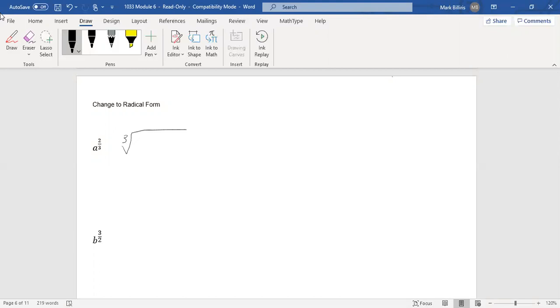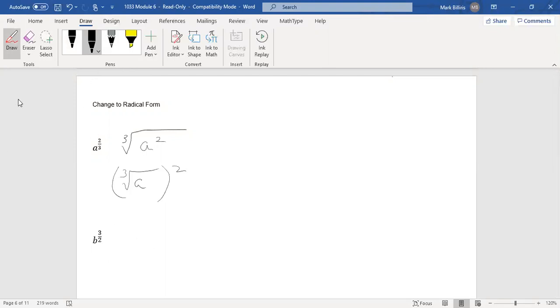Now, the numerator represents the power to which our base is raised. So there are two different ways to look at that. We can look at this as the cube root of a squared, or we can look at this as the cube root of a with the whole thing being squared. Either is an acceptable form.